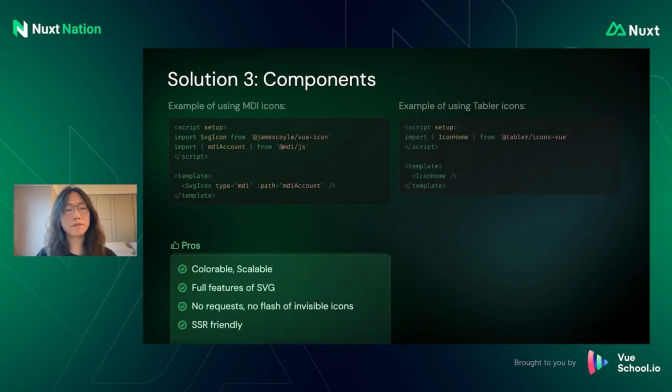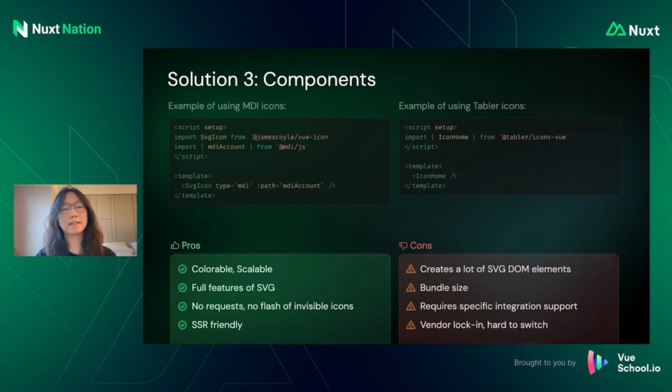Because they are SVGs, they are colorable, scalable, and they have all the features of SVGs. Usually, people bundle those icons into the app, so there is no additional network request, and it's even SSR friendly and visible at the first render.